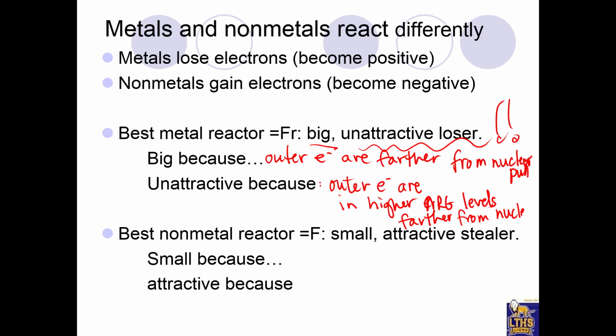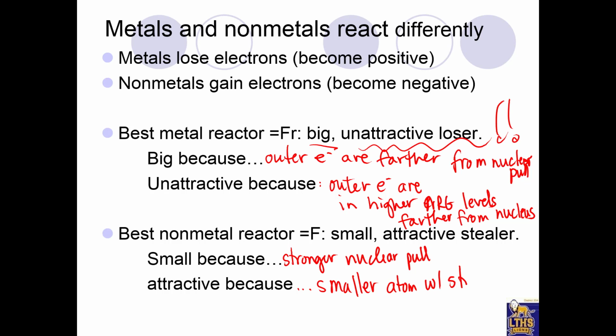Okay. All right. Best nonmetal reactor, fluorine. Fluorine is a small, attractive stealer. Small because of strong nuclear pull. Attractive because it's a smaller atom with a strong nucleus that can pull in other electrons.